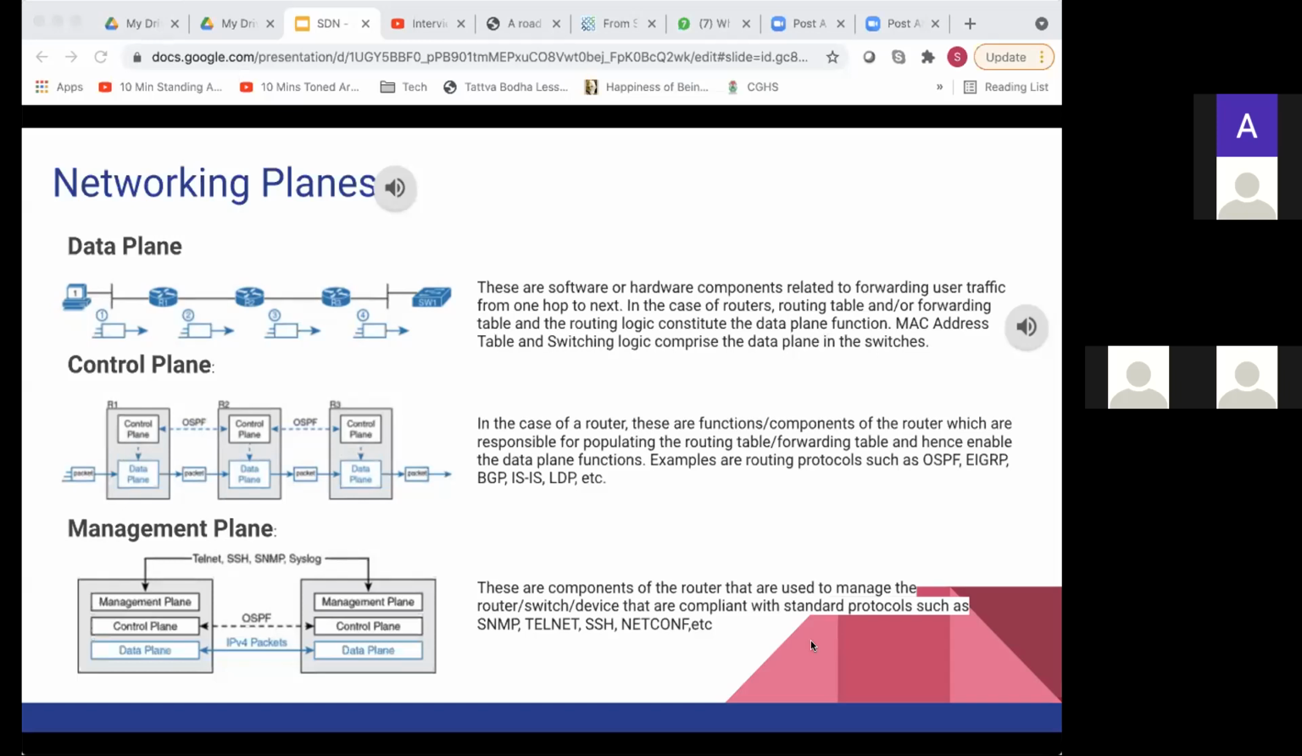So that brings us, once we understand the control plane, the data plane, and the management plane in a traditional network, we should also talk about how these networks were architected in a data center, right?